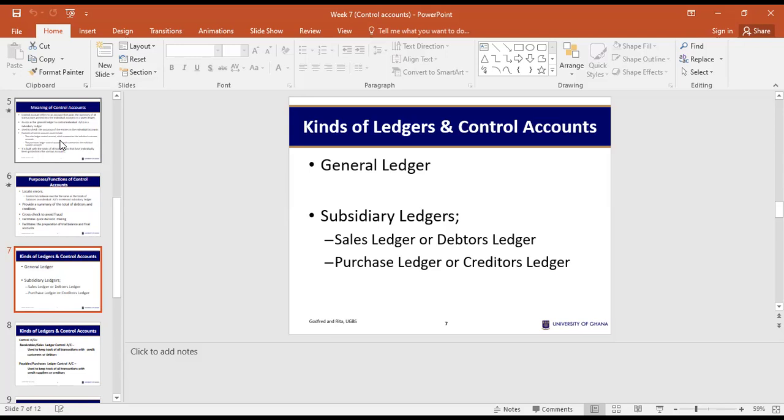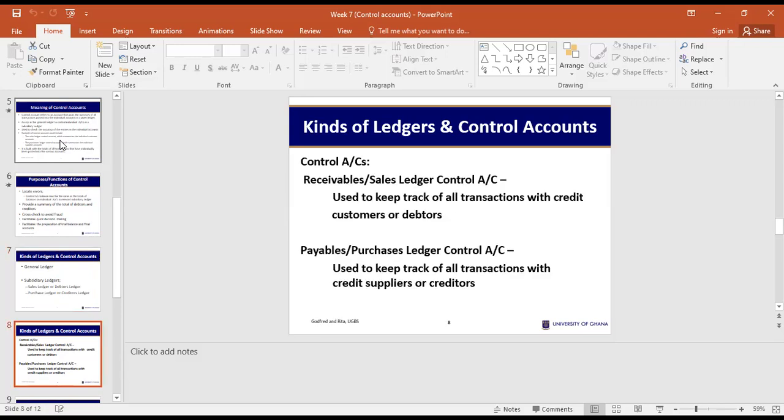The sales ledger can be called the debtors ledger, and the purchase ledger is the creditors ledger. A debtor is somebody that owes you. When you sell on credit, those you sell to owe you, so we call them debtors. Then when you buy on credit, those you buy from are your creditors. This is just a basic foundation for you to understand what the control account details will come up with as we move on.